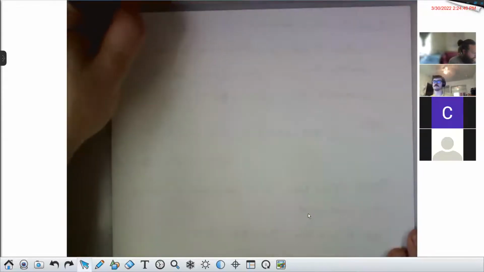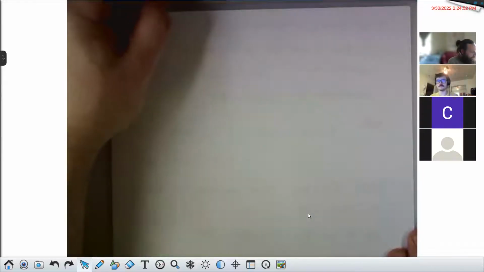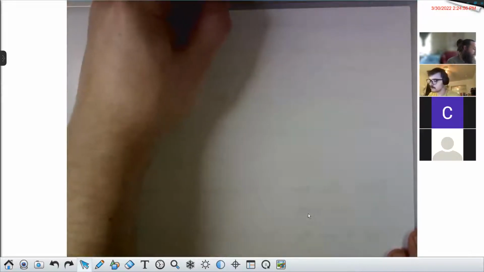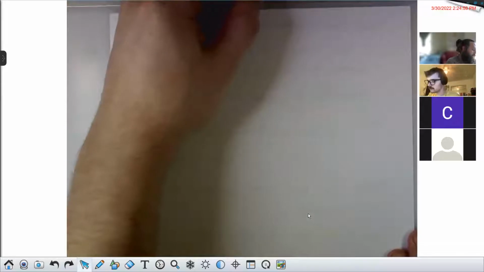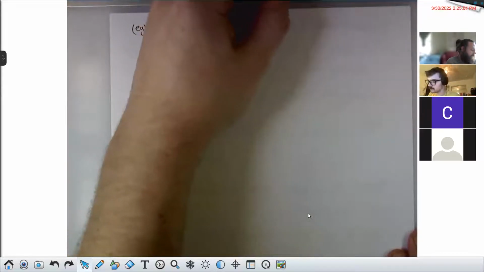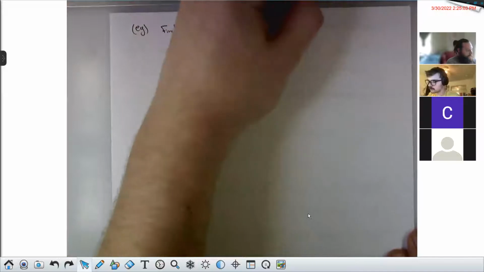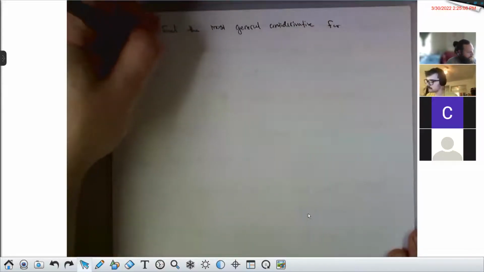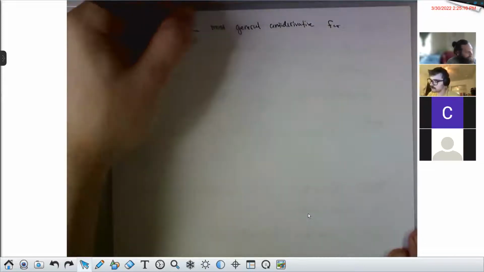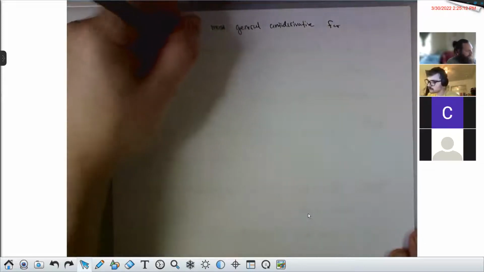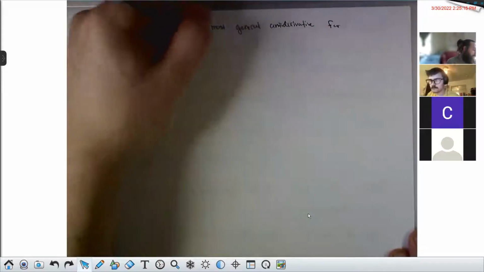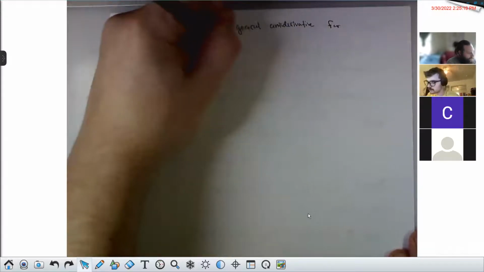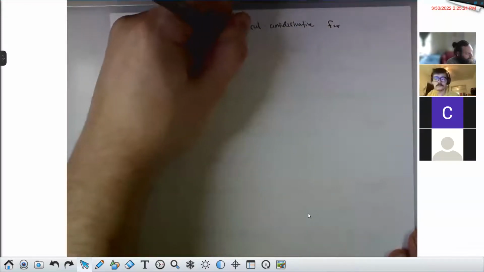So I'm going to try to combine all this stuff. Let's say find the most general antiderivative for little f of x equals, how about 3 times the square root of x minus 2 times the 5th root of x.